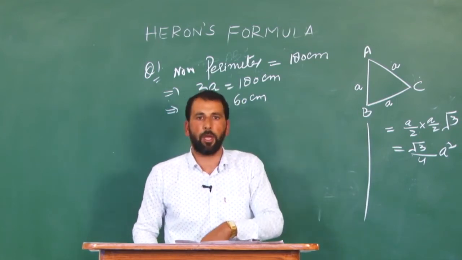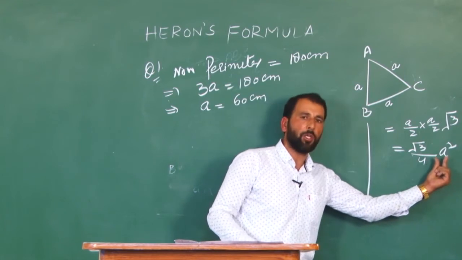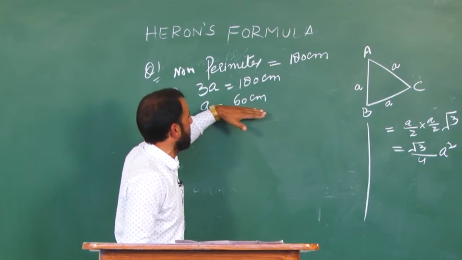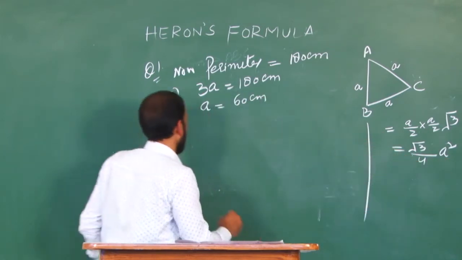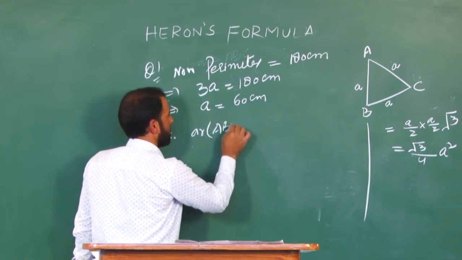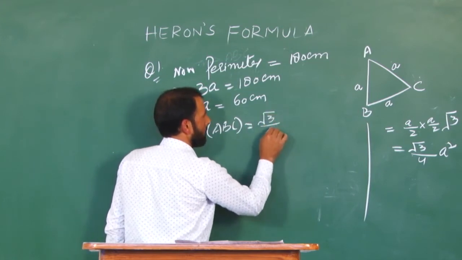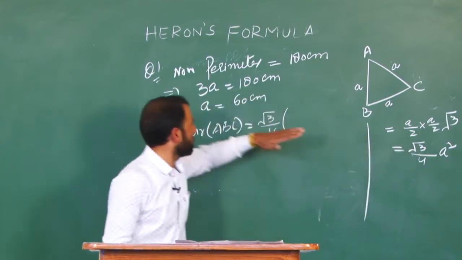Now what will be the area? We have a general formula for this, that is square root 3 by 4 into side squared, meaning a squared. Now put a equal to 60 centimeter. In this one, you get the area of an equilateral triangle. Now, therefore, the area of equilateral triangle ABC is equal to square root of 3 divided by 4 into side squared, meaning into a squared. But what is the value of a?